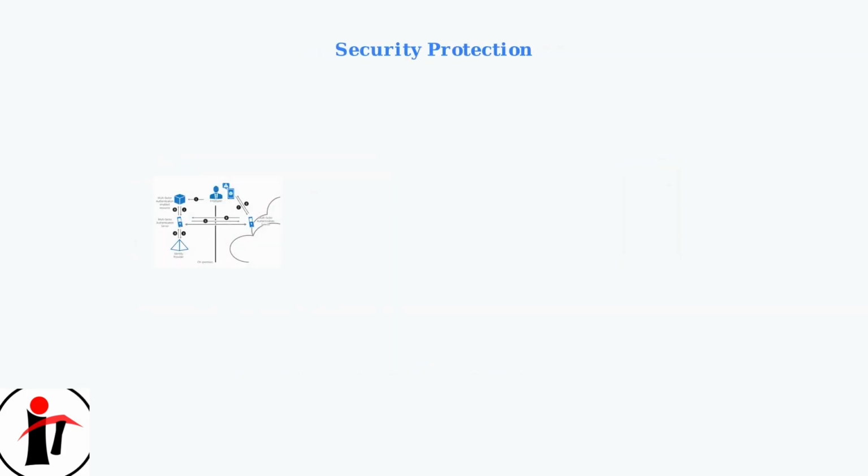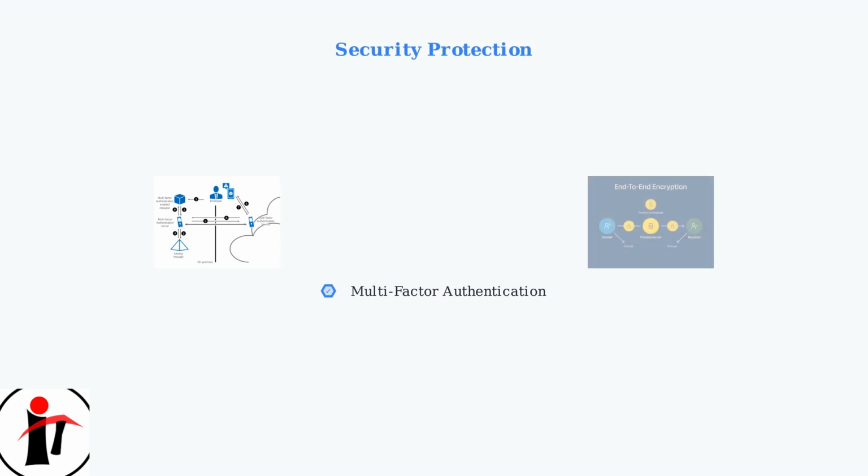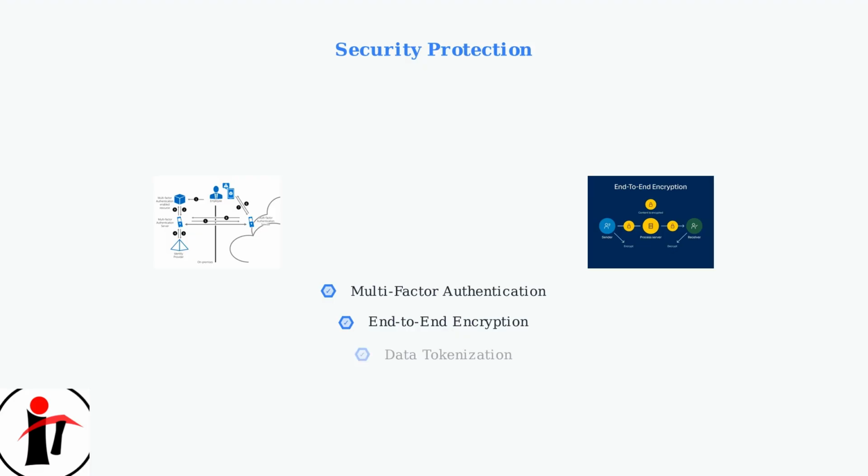Remitly employs multiple layers of security to protect your payment information. Multi-factor authentication adds an extra verification step to ensure only you can access your account. End-to-end encryption protects your data as it travels between your device and Remitly's servers, ensuring your payment information remains secure throughout the entire process. Data tokenization replaces your actual card numbers with secure tokens, so your real payment information is never stored or transmitted in its original form.